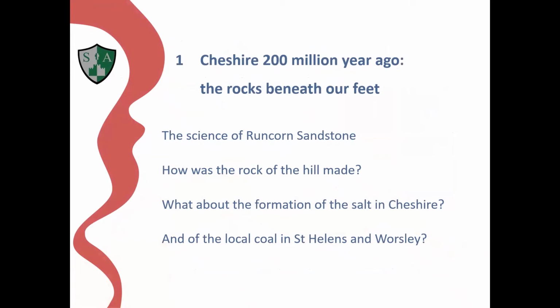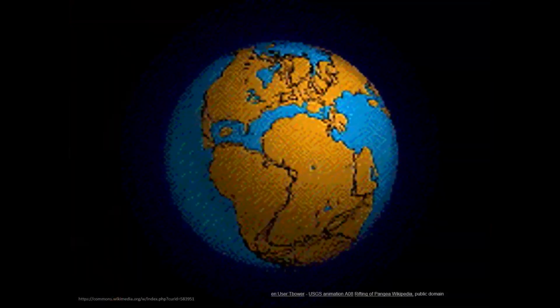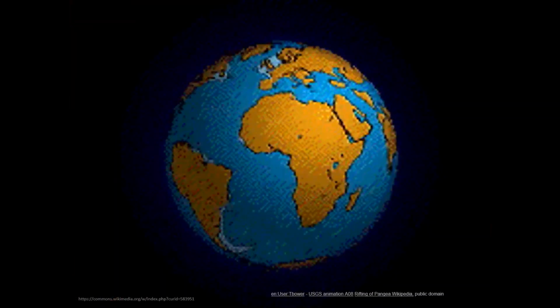Our first story is Cheshire 200 million years ago, the rocks beneath our feet. So, how come this sandstone was made? What happened? What about the formation of salt in Cheshire and the local coal? Those are possibilities for this story. The local rocks have really got a story to tell.